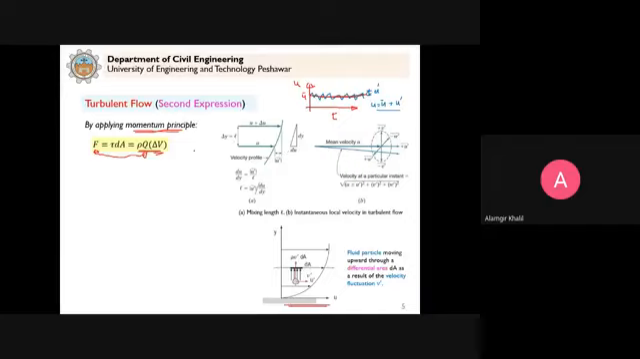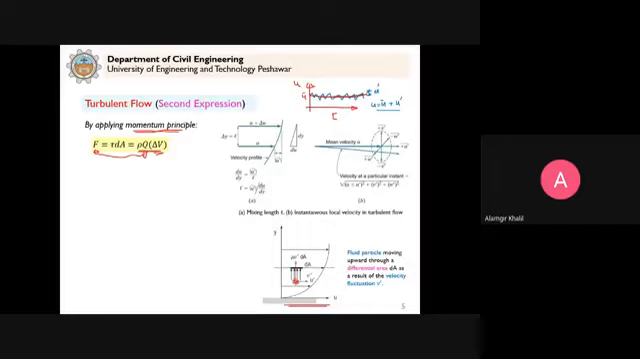Clear? So now in this case, what we see in this diagram here, then in this case what will happen, we already studied that in case of laminar flow, the momentum transfer between the different layers is due to the molecules. But in case of turbulent flow, it is due to the pockets of molecules that move from one layer to another layer, and because of that the momentum transfer occurs.